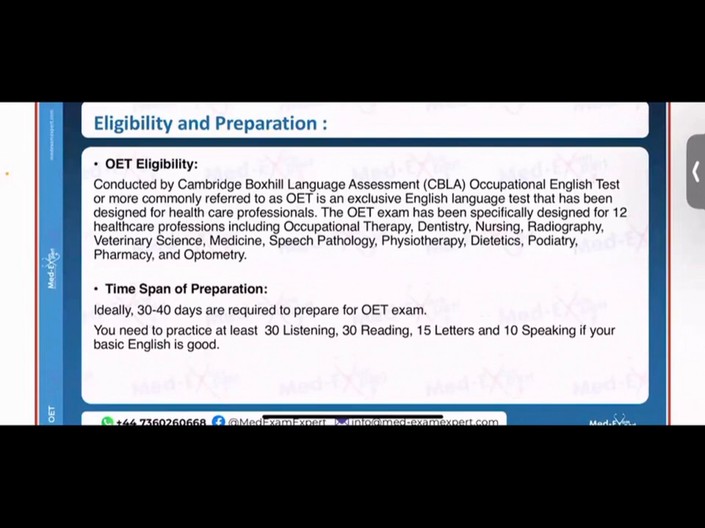There is a list of countries which accept the OET exam these days. So it is ideal to take this exam if you are planning to move abroad very soon.